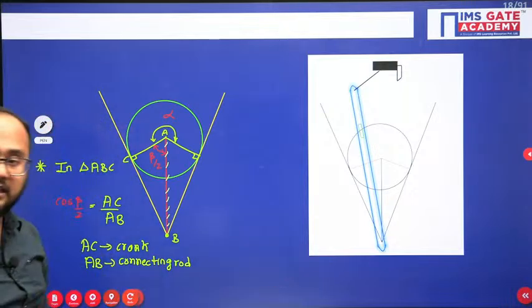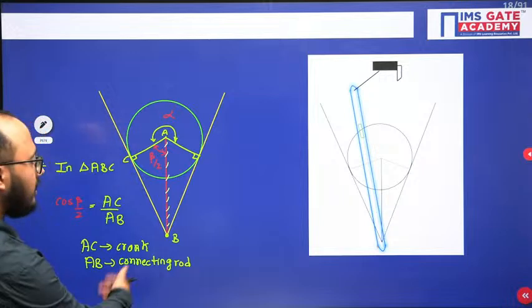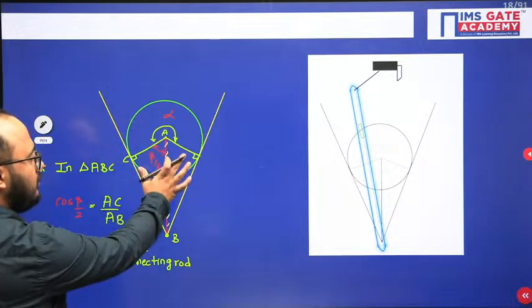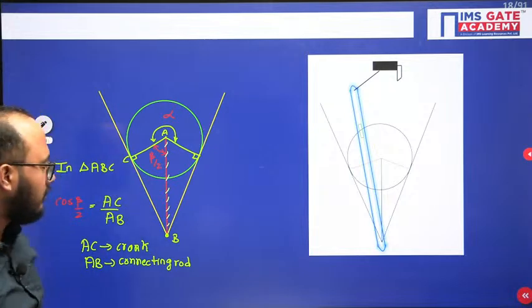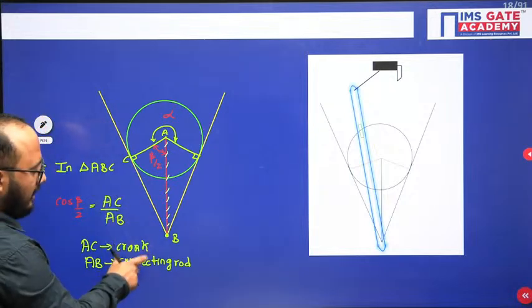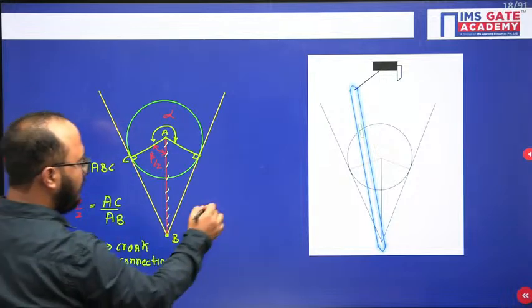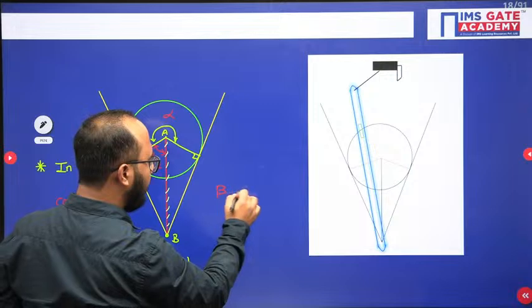Now please carefully understand this thing. So crank and connecting rod will be given directly in the question itself. Only this extreme position diagram is required for the crank slotted quick return motion mechanism. AC is the crank, and AB is the connecting rod. Both values will be given to you. So from this relation, you will get the beta value.